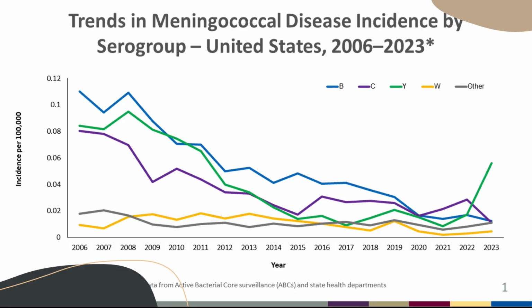This is a diagram of the trends in meningococcal disease between 2006 and 2023. And you can see the blue, green, and purple groups did have very high trends starting in 2006. But as the years have gone by, they have found more treatment for these cases, and the trends have gone down a lot. But there was a small increase during 2022.